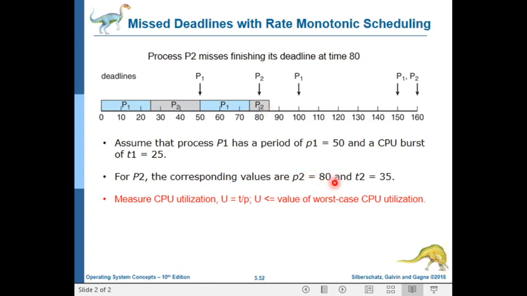So despite being optimal, RMS has a limitation, which is that CPU utilization is bounded. It is not always possible to maximize CPU resources fully. Thus, we consider the worst case CPU utilization. Please refer to your textbook for how to calculate the worst case CPU utilization. With two processes, CPU utilization is bounded at about 83%.